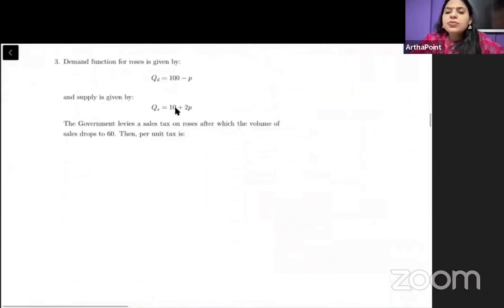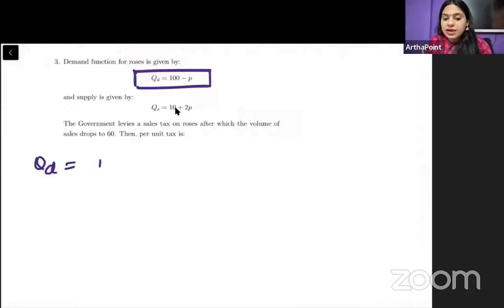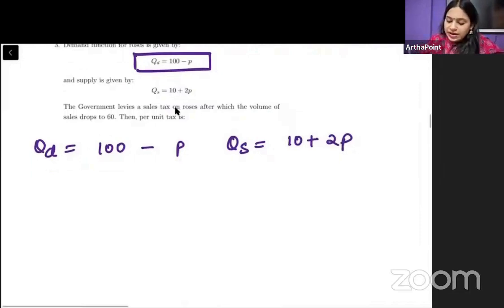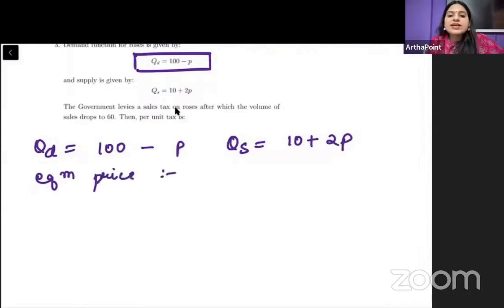Okay. Come to question number 3. It says that the demand function for roses is given by 100 minus P and the supply function is given by 10 plus 2P. Before you read this question, I would like to go ahead and find out the equilibrium price. Then we will go to the question. So how can we find the equilibrium price, beta? The equilibrium price can be found wherever the quantity demanded is equal to quantity supplied.